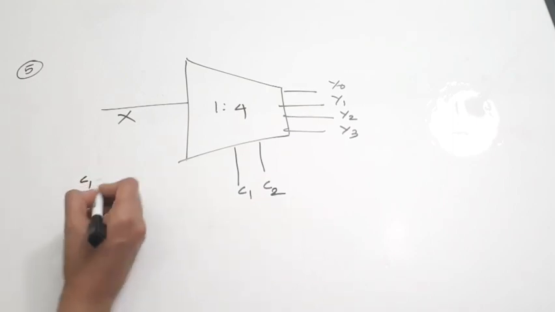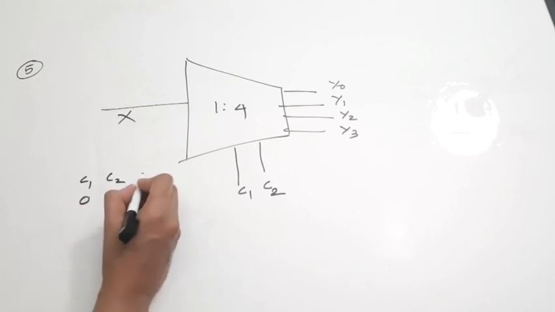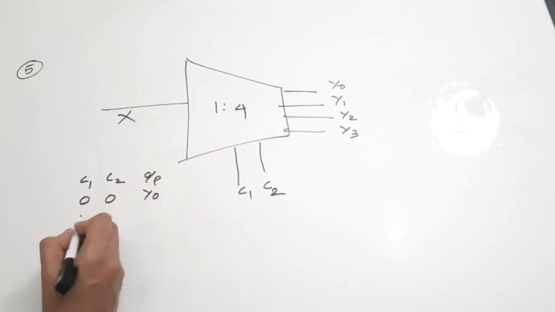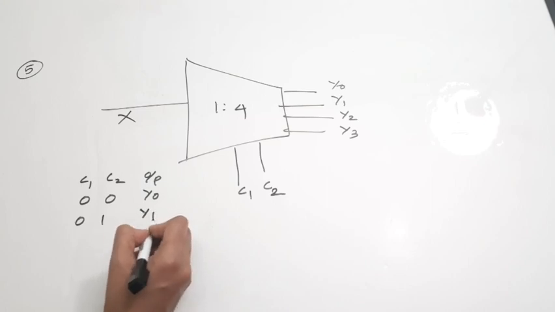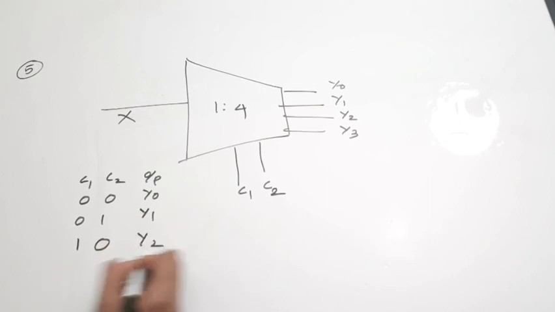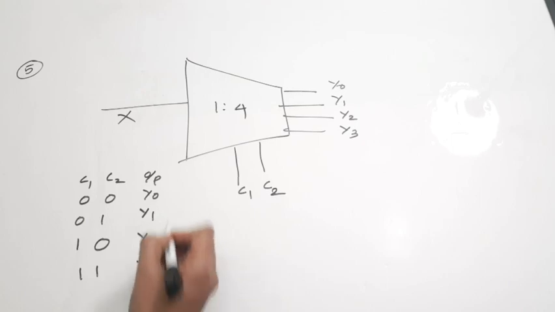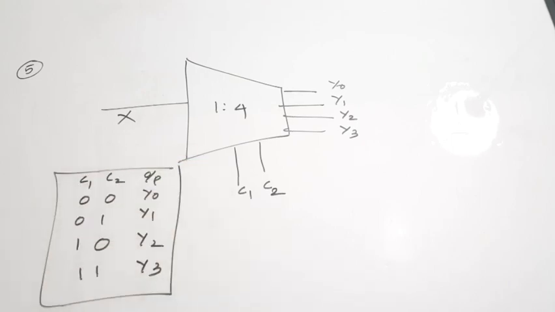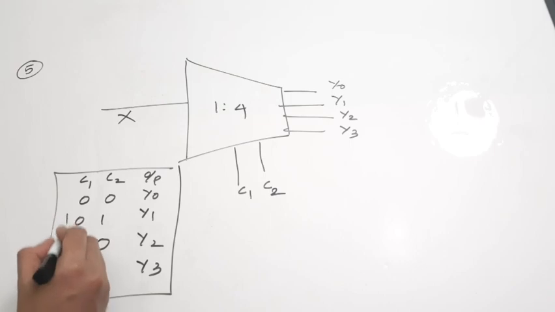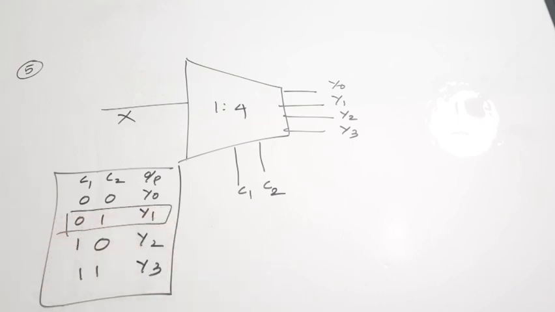I'll write it here, C1, C2. If it is 0, 0, output will be Y0. If it is 0, 1, output will be Y1. If it is 1, 0, output will be Y2. If it is 1, 1, output will be Y3. Okay, so this is the truth table coming for a demultiplexer like this. Okay, here it is actually going to have a combination 0, 1. 0, 1 means this is the combination and the output will be Y1, which is option B. B is the correct answer. Okay, you just have to know the concept of a demultiplexer to answer this question. There is nothing difficult. Okay, correct answer is option B. Next question.